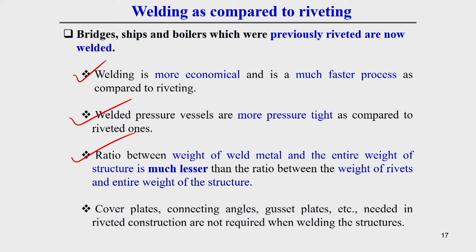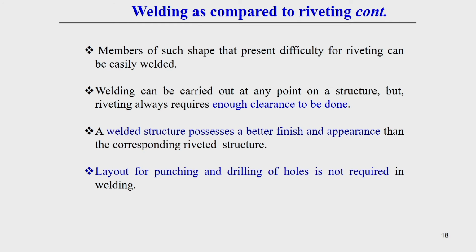Cover plates, connecting angles, gasket plates, etc., are needed in riveting construction, but these are not required in a welded structure. So, we can eliminate cover plates, connecting angles and gasket plates in the case of the welding process. Members of such shape that present difficulty for riveting can be easily welded. Welding can be carried out at any point on a structure, but riveting always requires enough clearance to be done. A welded structure possesses a better finish and appearance than the corresponding riveted structure. Layout for punching and drilling of holes is not required in welding.